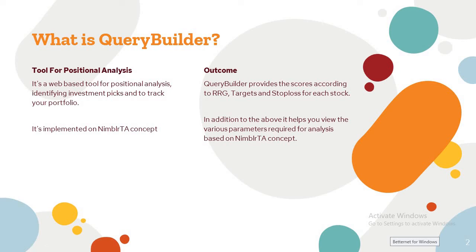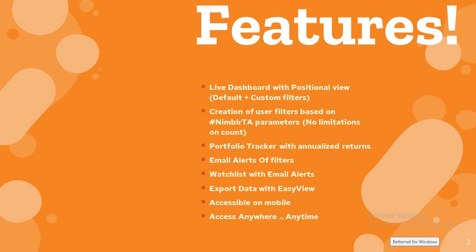It would give you a score. It would give some targets, some exits, and a stop loss. Exits are based on weekly momentum loss. So we'll cover that in the subsequent chapters. So just an overall idea of what the features are which are incorporated in this tool.